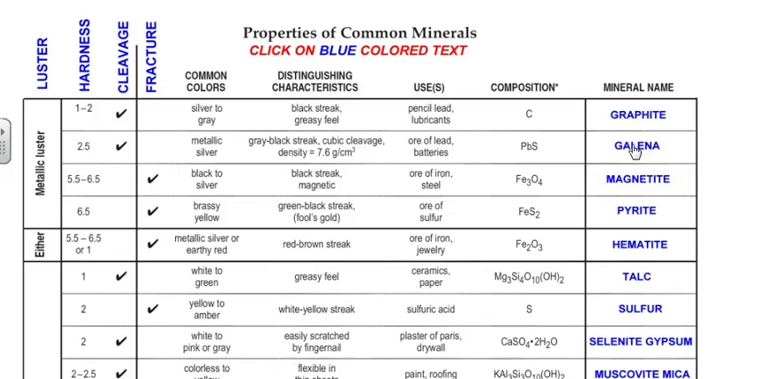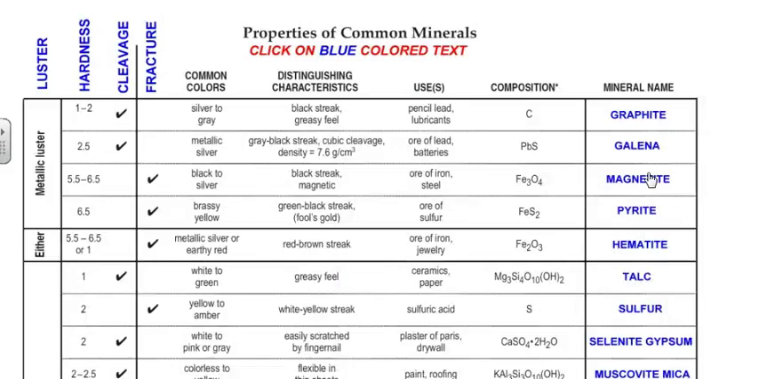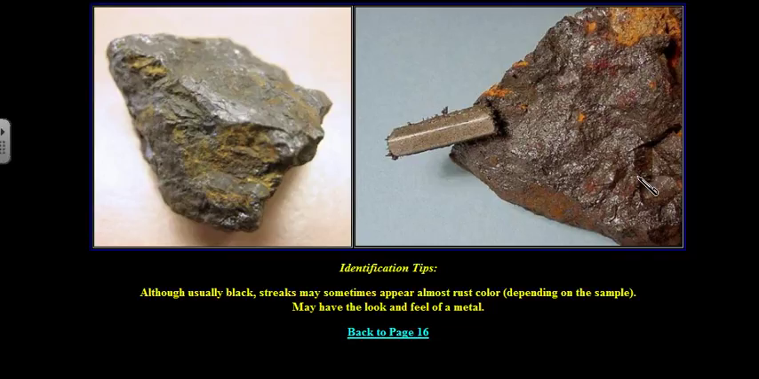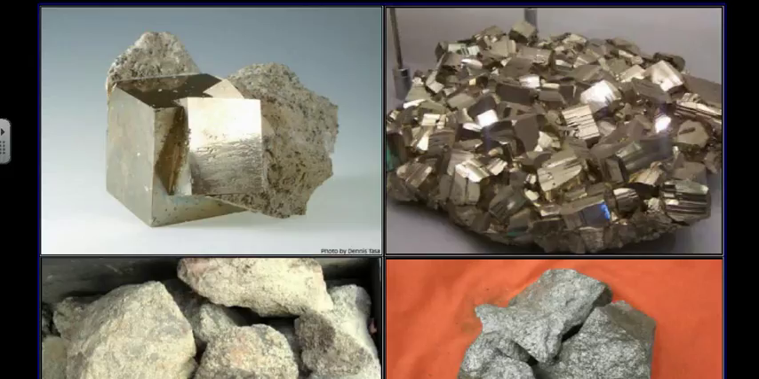Next one is galena. All these have a nice metallic luster, as you can notice over here. So they're all going to be looking like a metal, shining like a metal. These have nice flat cleavage areas where you can look and see where it looks like it's been cleaved by a butcher's cleaver. Alright, magnetite. Guess what? Magnetic. Yep. Pyrite. Fool's gold. Some people call this fool's gold.